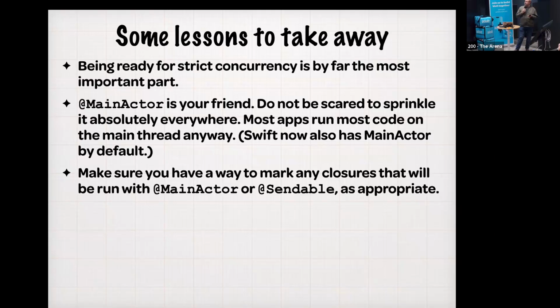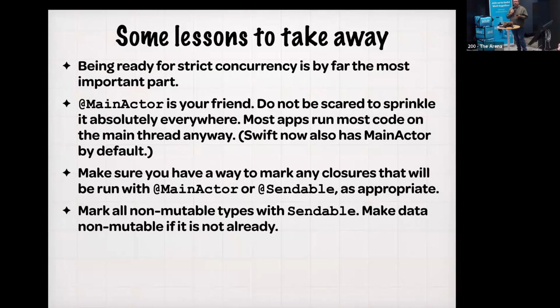The big thing you want to do is when you have closures, you will want to mark them as either main actor or sendable, one of the two. Generally don't leave them as neither, because that will tend to cause problems. And if you have non-mutable types in your app, like your network data, stuff that isn't mutable, just mark it as sendable, because that is free. You don't have to do any change, you just add sendable, the compiler will be happy. If your data is mutable, and you can change it to be non-mutable, do that and then mark it sendable. That will make your life much easier.